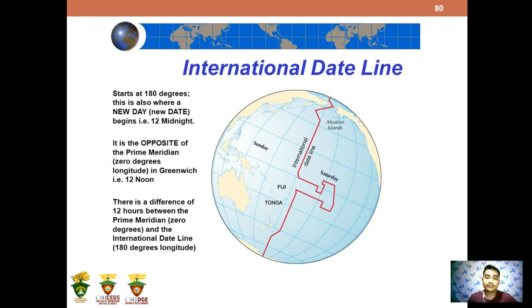So the international dateline is the opposite of the prime meridian, which is 0 degrees longitude in Greenwich. And there is a difference of 12 hours between the prime meridian at 0 degrees and the international dateline at 180 degrees longitude. Since 15 degrees is equal to 1 hour, we divide 180 by 15, so it becomes 12 hours. So their difference is 12 hours.